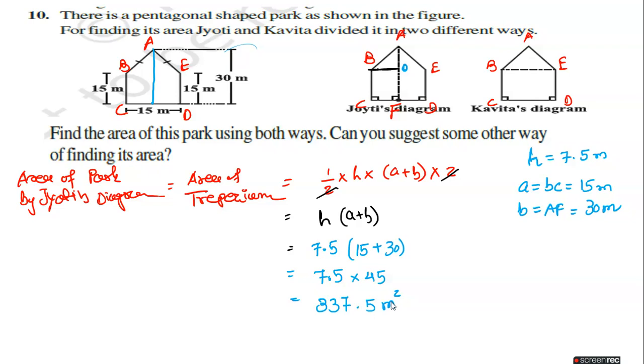Okay, this is still not completed. The half part, almost half part you can say, is completed. Jyotish diagram is completed, but still we have to find for Kavita. Okay, I got the answer. What we will do for Kavita? Tell me.